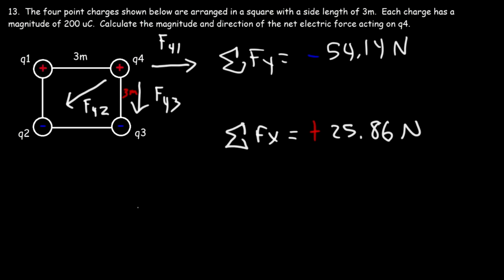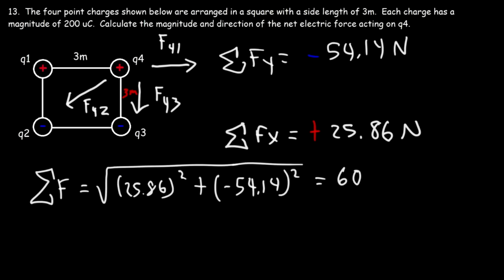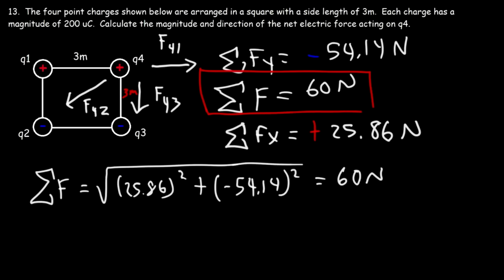So now we can calculate the magnitude of the net force. So it's going to be the square root of the square of the x component plus the square of the y component. And so I got 60 newtons for that. So that's the magnitude of the net force. It's 60 newtons. Now the next thing we need to do is calculate the direction of this force.